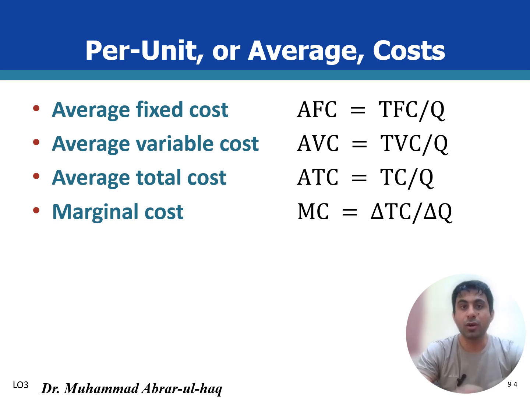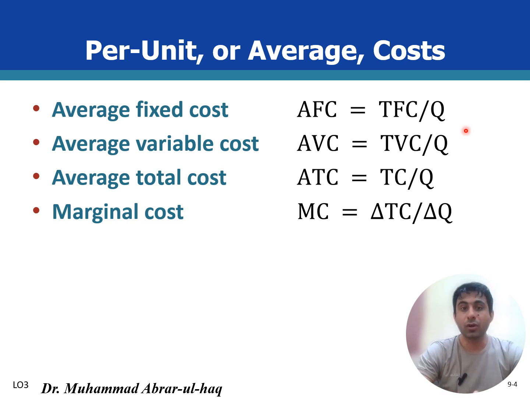These are the per unit costs. They are useful in making the comparison of prices. So the average fixed cost reflects the per unit fixed cost, the average variable cost reflects the variable cost per unit produced, and the average total cost can also be found by adding the average fixed cost and the average variable cost, or it can be the total cost divided by the quantity.